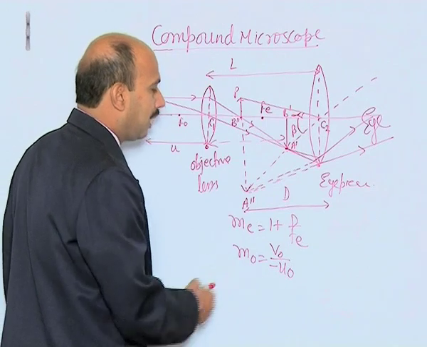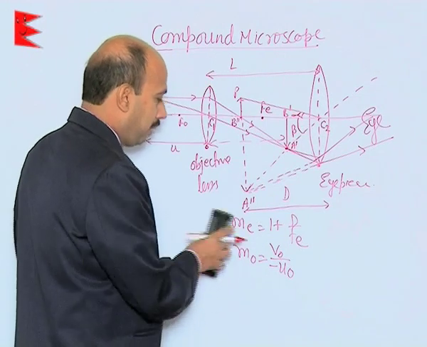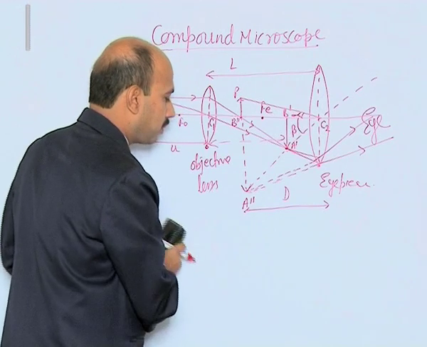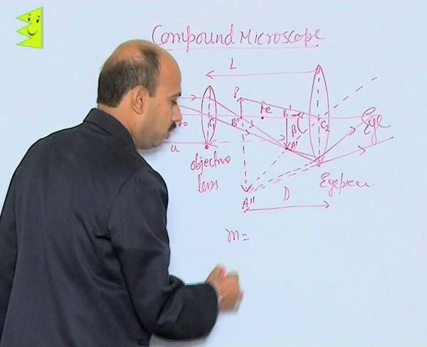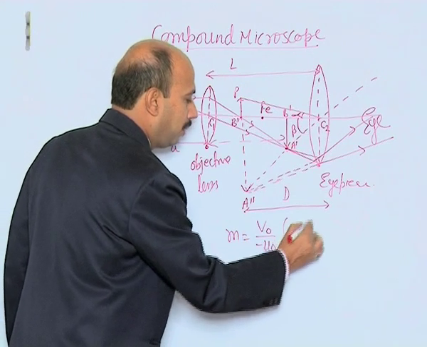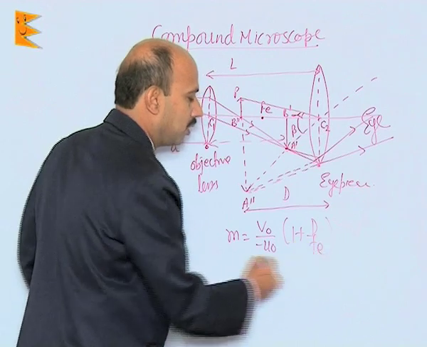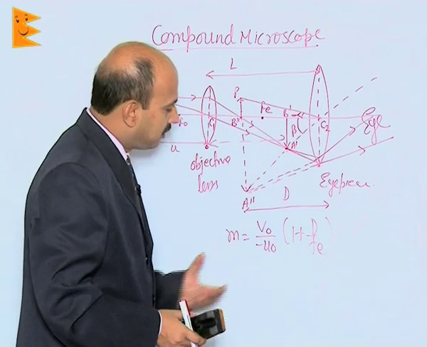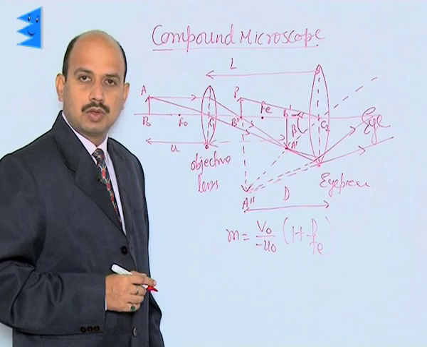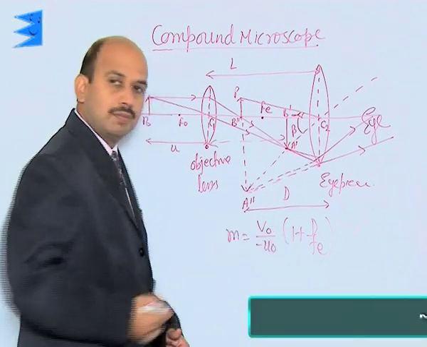So now the total magnifying power can be written by multiplying these two: m is equal to V naught upon minus U naught into 1 plus D upon Fe. And this negative sign shows that the final image is an inverted one. So we have got this formula.